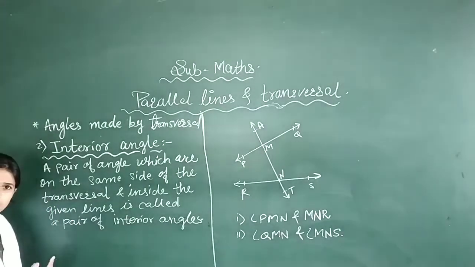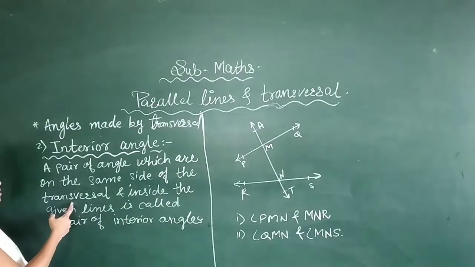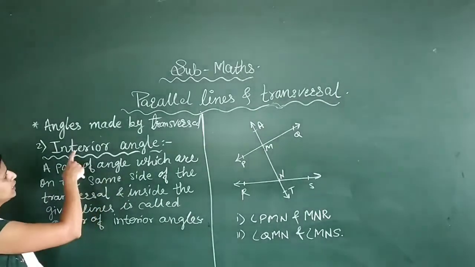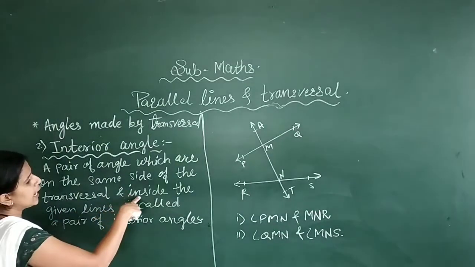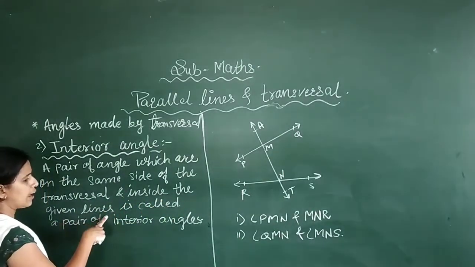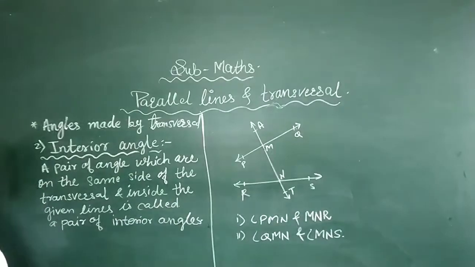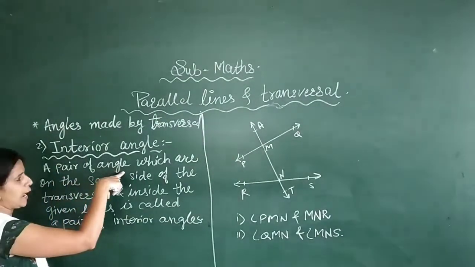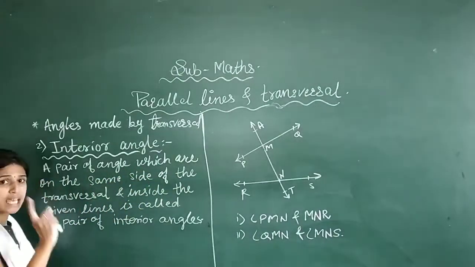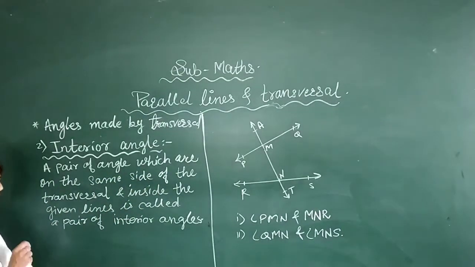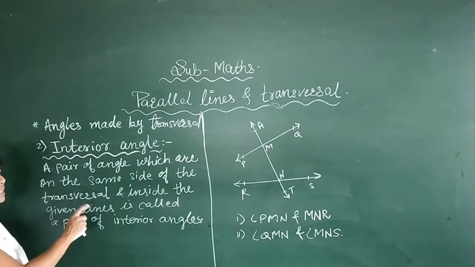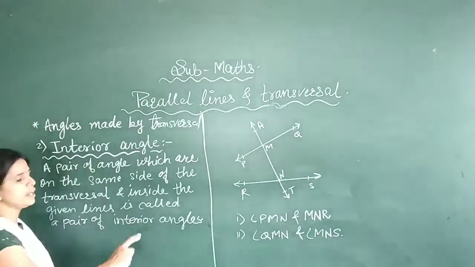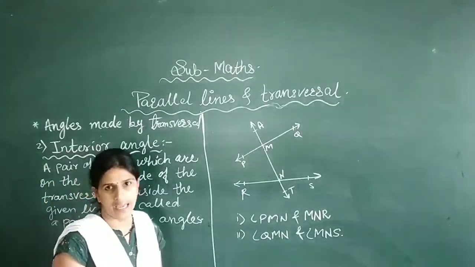Corresponding angles are also on the same side of a transversal, but they are not inside. Here the interior angles are inside the given lines. So it is called a pair of interior angles. Again, a pair of angles which are on the same side of the transversal and inside the given lines is called a pair of interior angles.